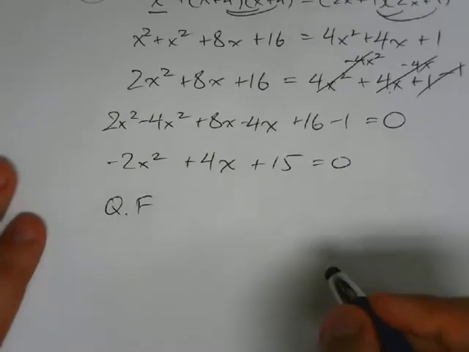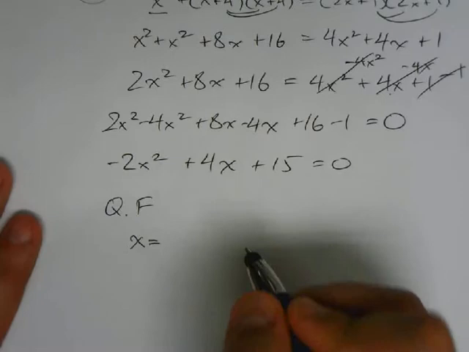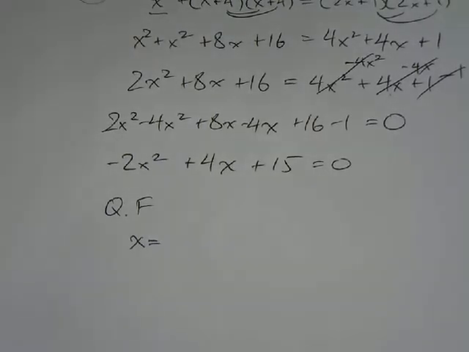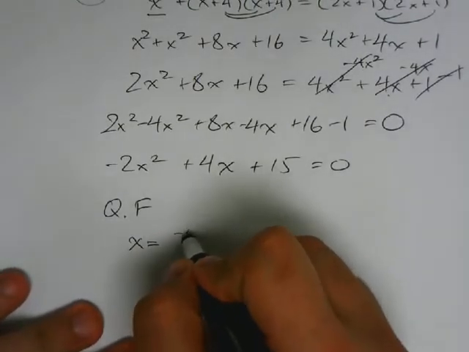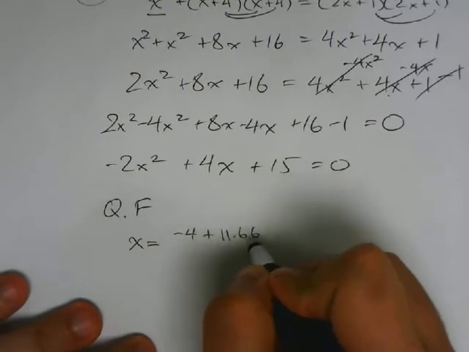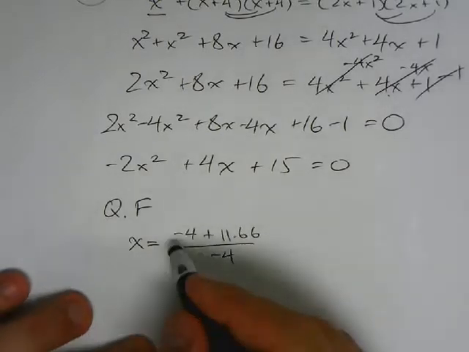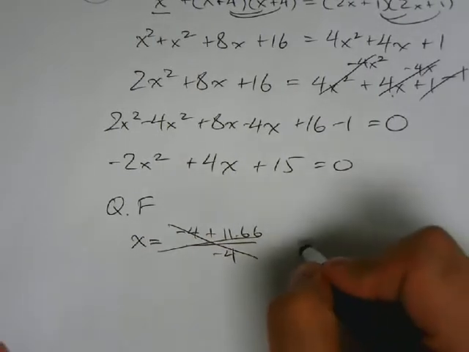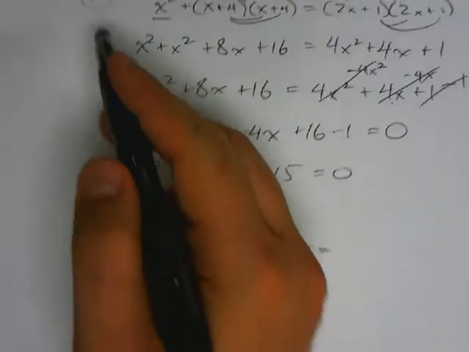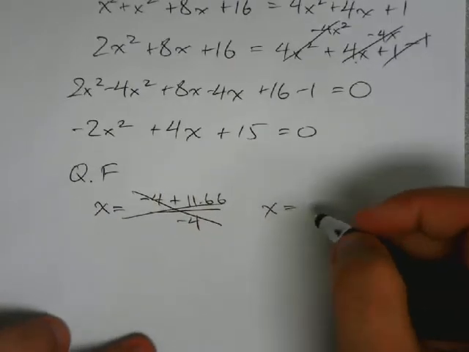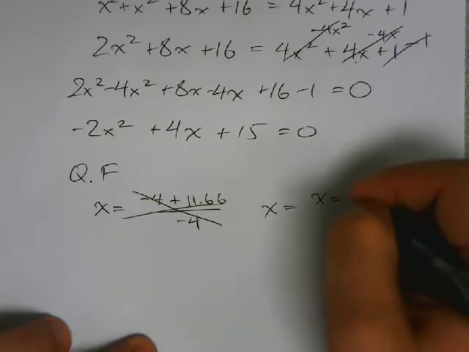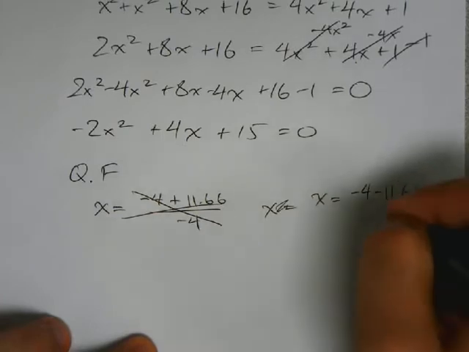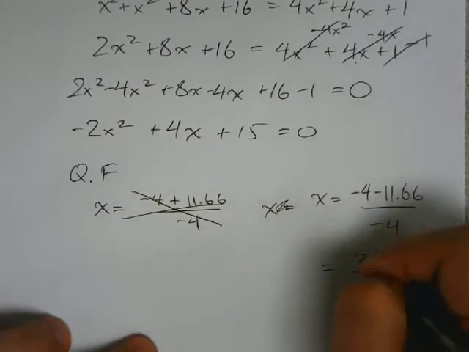Okay, I'm going to leave that part out. I'll leave you to check, but the x answers that you get are negative 4 plus 11.66 over negative 4. If you try this out, it's a negative number. And negative numbers don't make sense because we're talking about lengths. And the other part is, x is negative 4 minus 11.66 over negative 4, which ends up being positive 3.91.